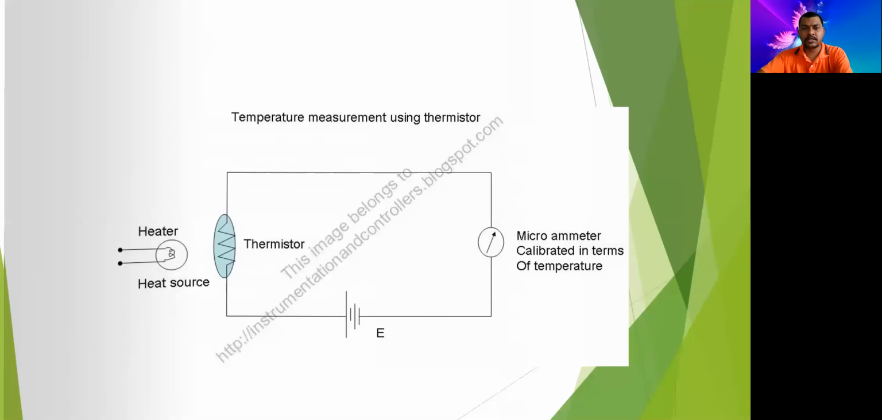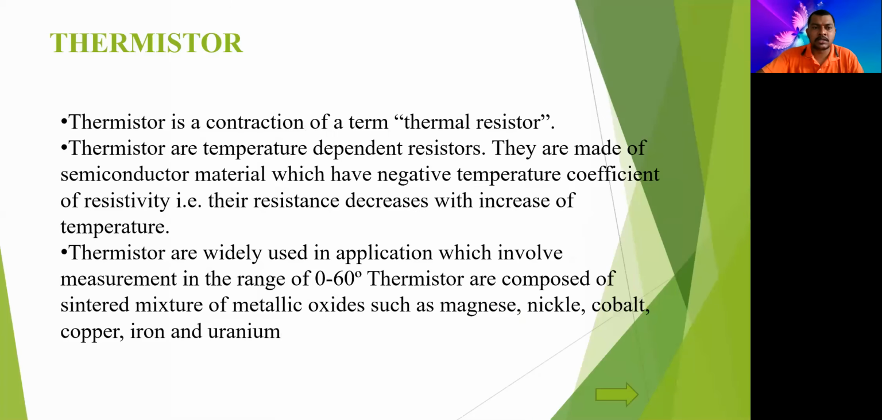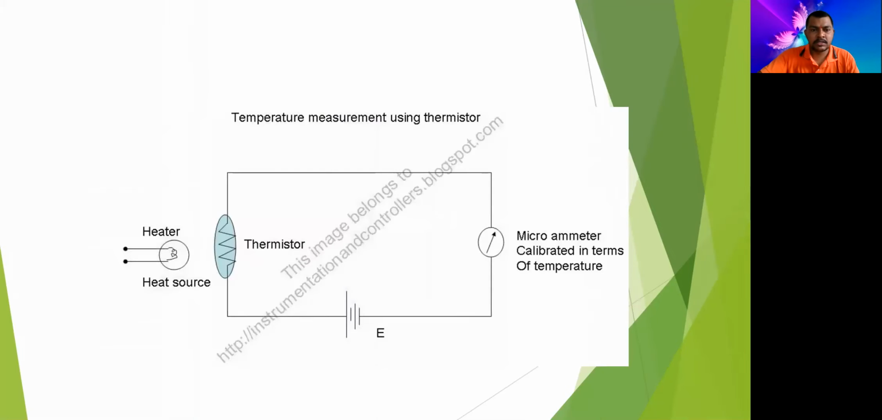So we have studied these thermistors, thermal resistors, the resistance of which changes with temperature, and therefore the change in resistance is due to temperature. That is called a thermistor, thermal resistor. Right? We have studied this, and this is basically the circuit diagram of a thermistor.